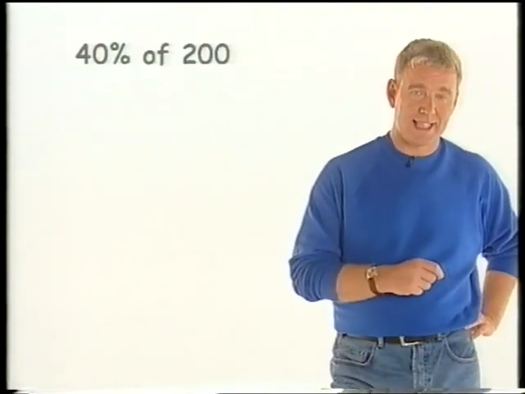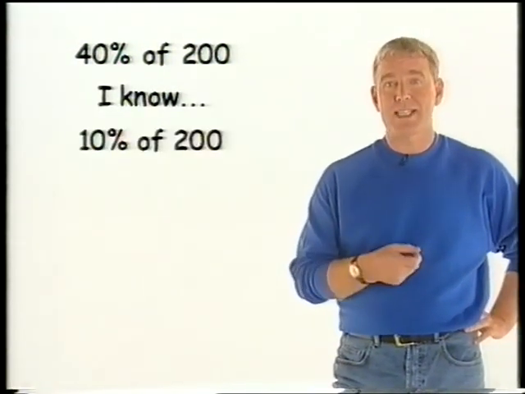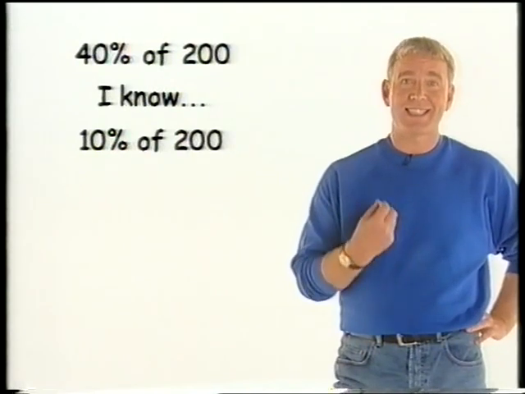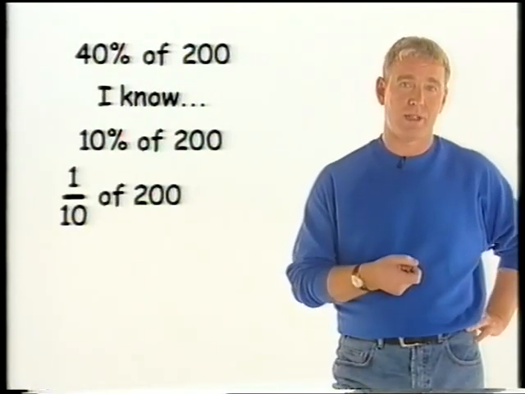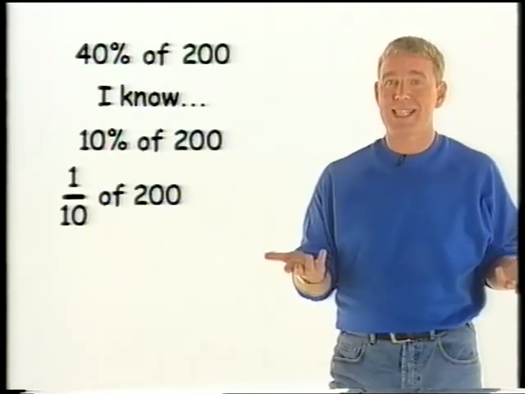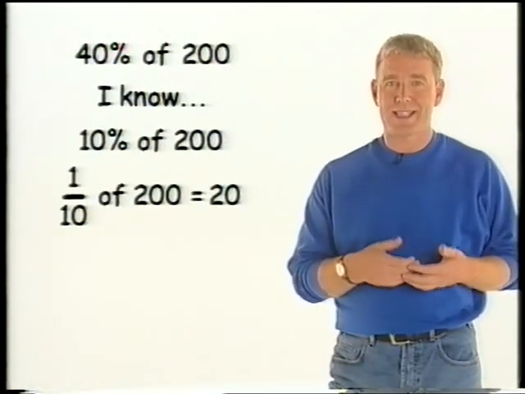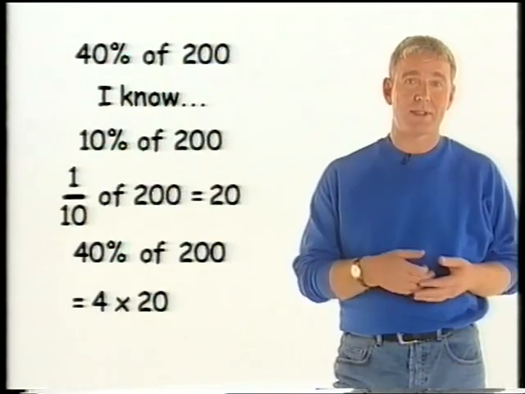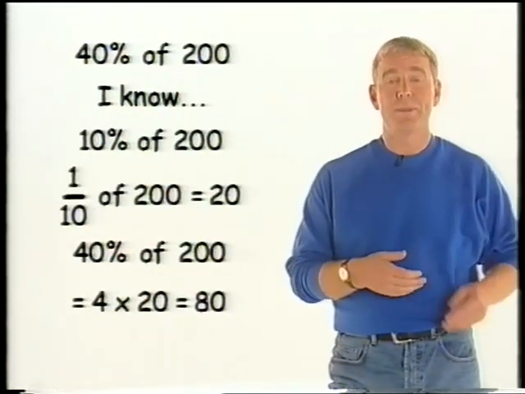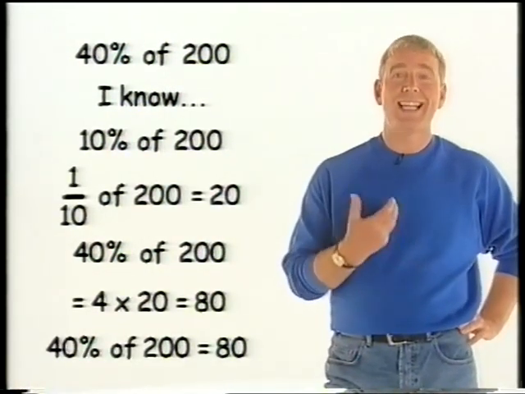Another way to answer this is to use number facts that you already know. We know that 10% of 200 is the same as 1/10 of 200. That's 200 divided by 10. Move the digits 1 to the right, that's 20. 40% is 4 times that, which is 80. So, 40% of 200 is 80.